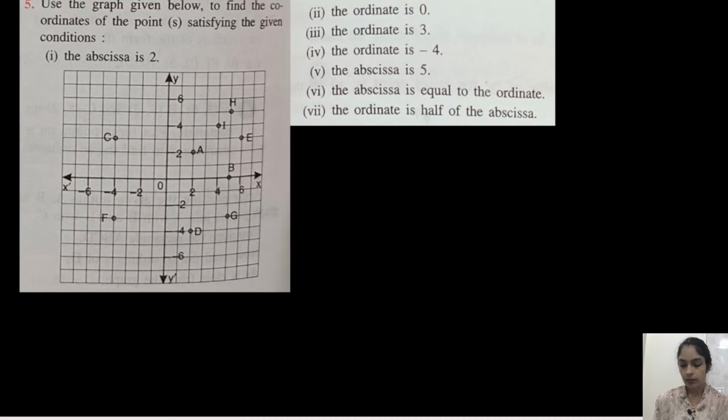Sai Kirtana, okay. So good. You are very active. Even I enjoy taking class when you are active. So let's do the 5th question.